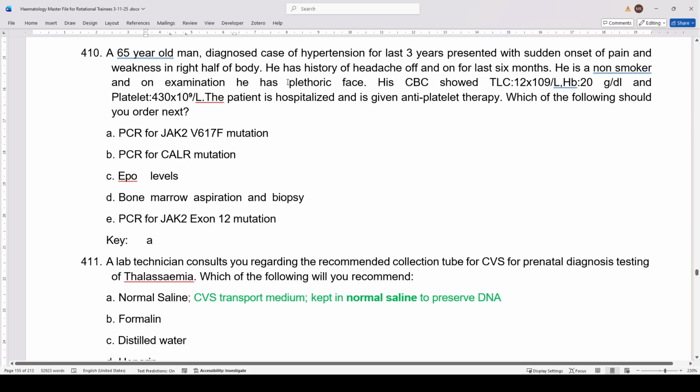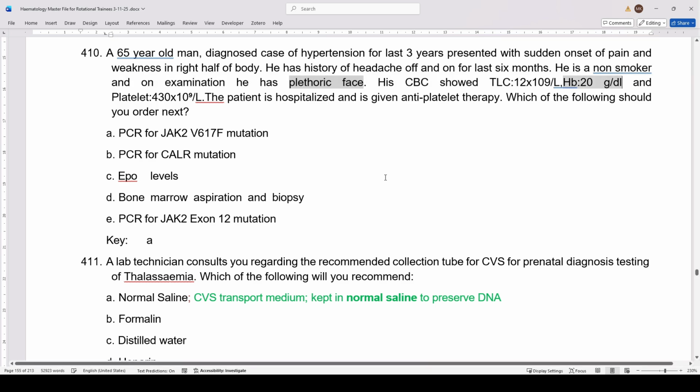His CBC, this is the clue, showed TLC of 12, hemoglobin 20, hemoglobin is raised, platelet count is 430. The patient is hospitalized and given antiplatelet therapy. Which of the following should you order next? So it looks like he has plethora, hypertension, headache, and especially hemoglobin is raised. We don't know about hematocrit here, but hemoglobin is 20, so it looks like a case of polycythemia.